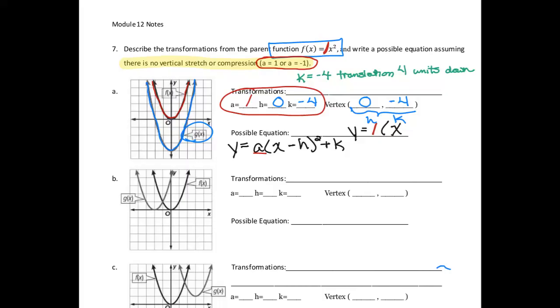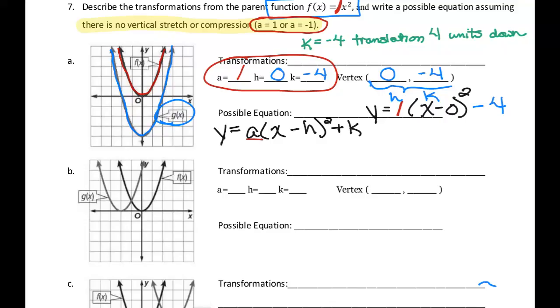So x, now we usually would say minus h. So h here, I would say opposite, but 0 doesn't have an opposite. So it's just 0. So x minus 0, and the hardest thing to remember is it's all raised at parentheses to the second power. That's why these are parabolas and not a straight line. That's linear. And then finally plus k, which is my negative 4. So that is my possible equation.